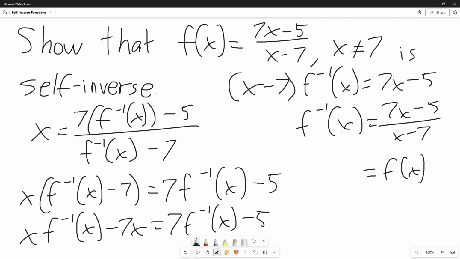So now you've proved that the inverse function is equivalent to f of x, which means that it is self-inverse. And sometimes when you do this, your resulting answer, which we got here, is not going to be algebraically equivalent to f of x, but when you graph it, it still might be the same. So even though your answer that you get here might not look the same as what you get for f of x, just check it on your graphing calculator if you can, and if they line up perfectly, then that means it's equivalent, which means that it's self-inverse.